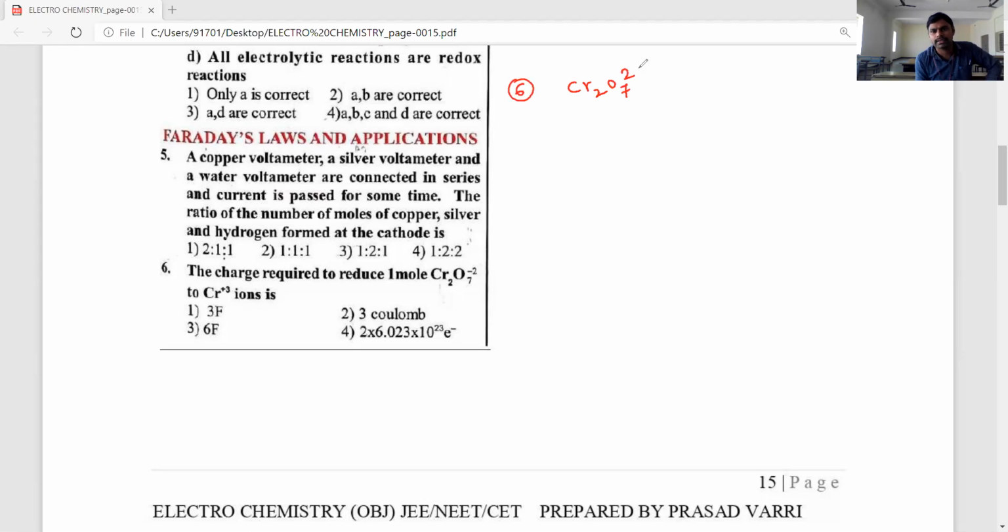Cr2O7 2- is converted into 2 Cr3+. So what is the n factor of chromium in this case? Here the chromium oxidation state is +6, and 2 chromiums are present, so the total charge is +12. And here 2 Cr3+ means the total charge is +6. So the change in the oxidation number is 12 minus 6, which is equal to 6.